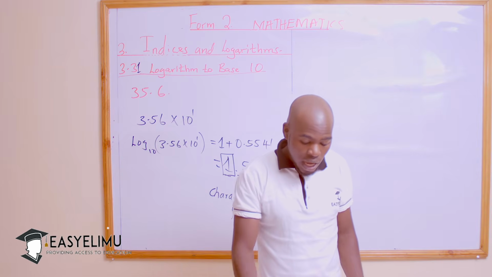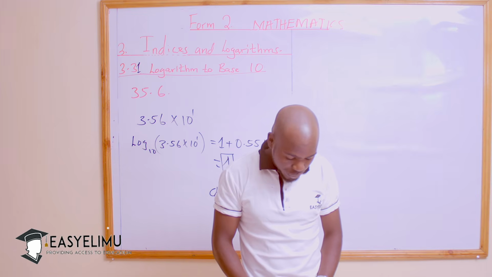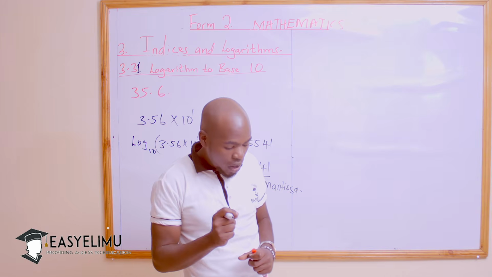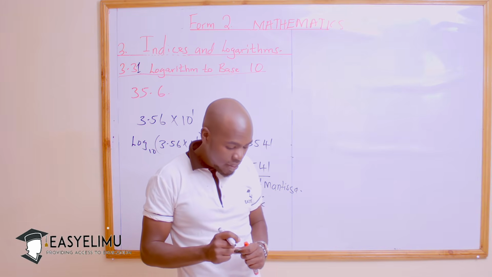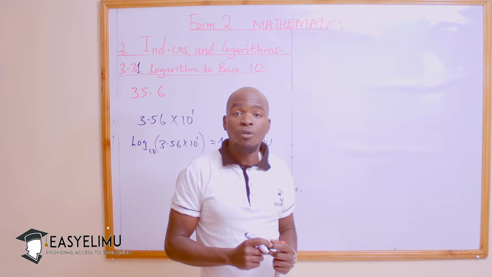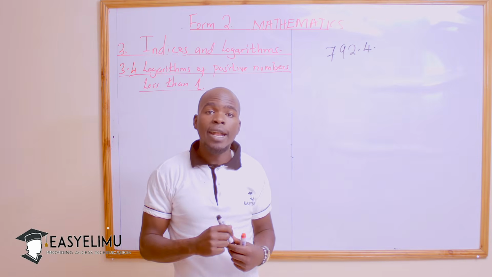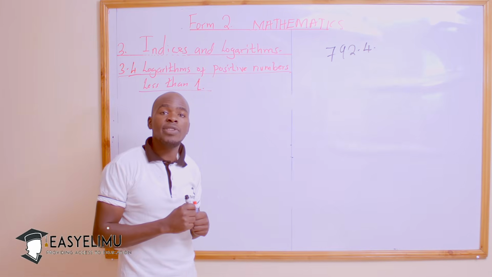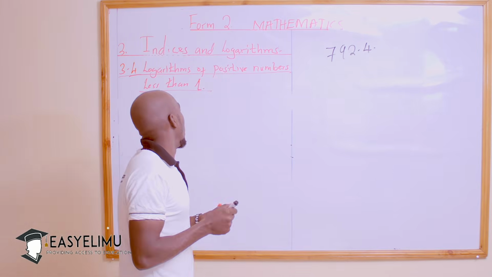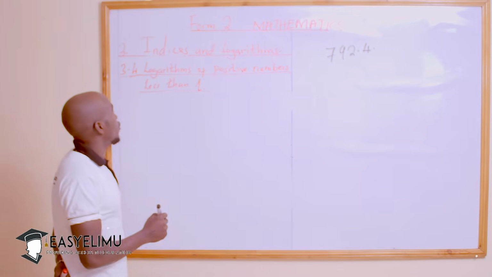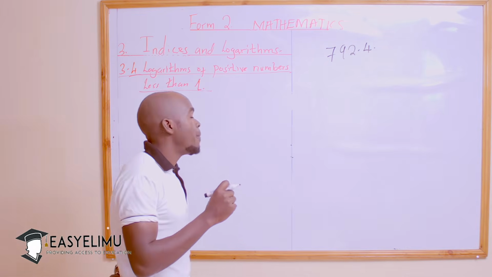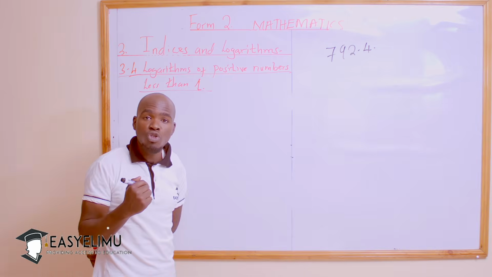Next we are going to see how we can find logarithm of positive numbers less than 1. But before that, I will give you an exercise to work out, and that is you will find the logarithm of 792.4. In case you have been given a decimal number, or a number which is less than 1, meaning that it is having a decimal, then you are being asked to find the logarithm of that number, which is a positive number, to the base of 10. This is how you should work it out.